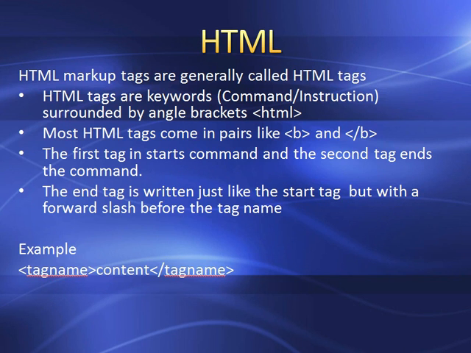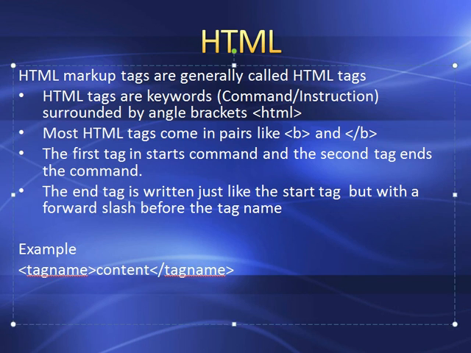HTML markup tags are generally called HTML tags. Pretty simple, huh? Basically, HTML tags are keywords, commands, instructions surrounded by angled brackets. Most HTML tags come in pairs like <b> and </b>. The first tag starts the command, the second tag ends the command. So that's like a bold command there. That starts it and ends it. So you have your start here and then your end here. The end tag is written just like the starting tag, but with a slash that lets it know it ends. So here's a little example down here.